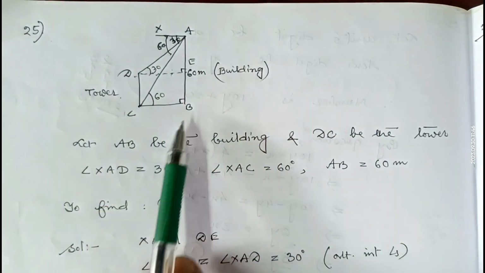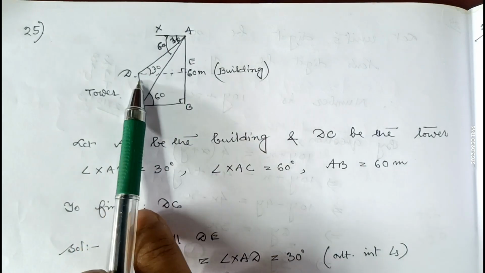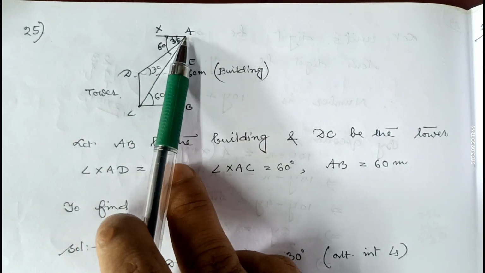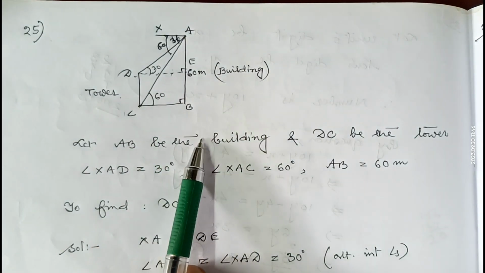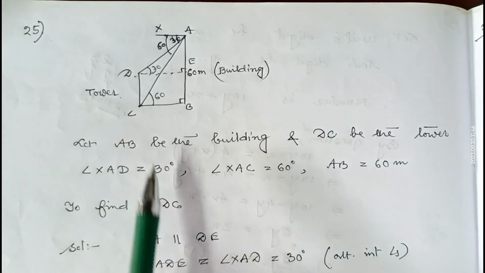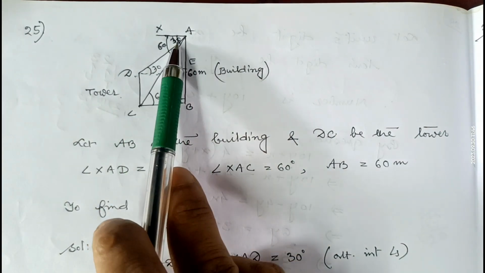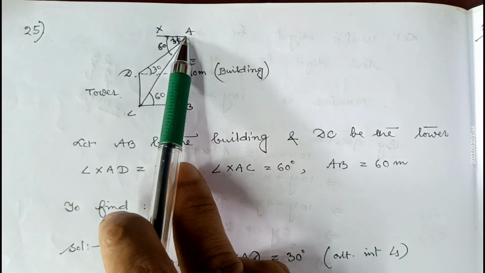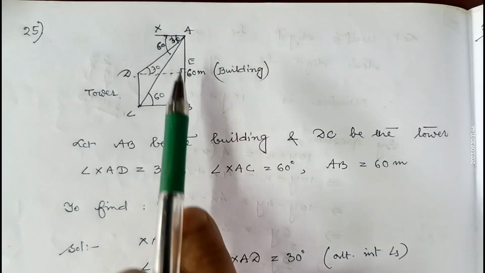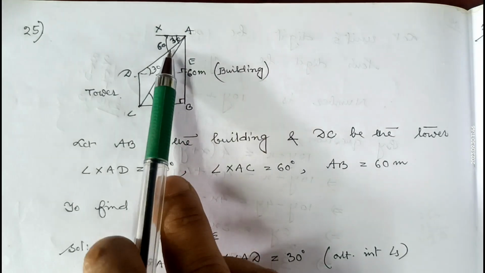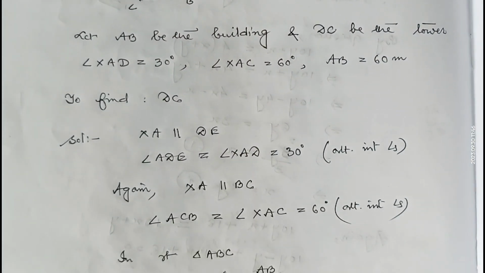So let AB be the building and DC be the tower. Angle XAD is 30 degree, XAC is 60 degree, and AB is 60 meter. We have to find the height DC. Now since XA is parallel to DE, if this is 30, angle ADE also will be 30, alternate interior angle. Similarly, these two lines are parallel. So if this is 60, this angle also will be 60 because of alternate interior angle.